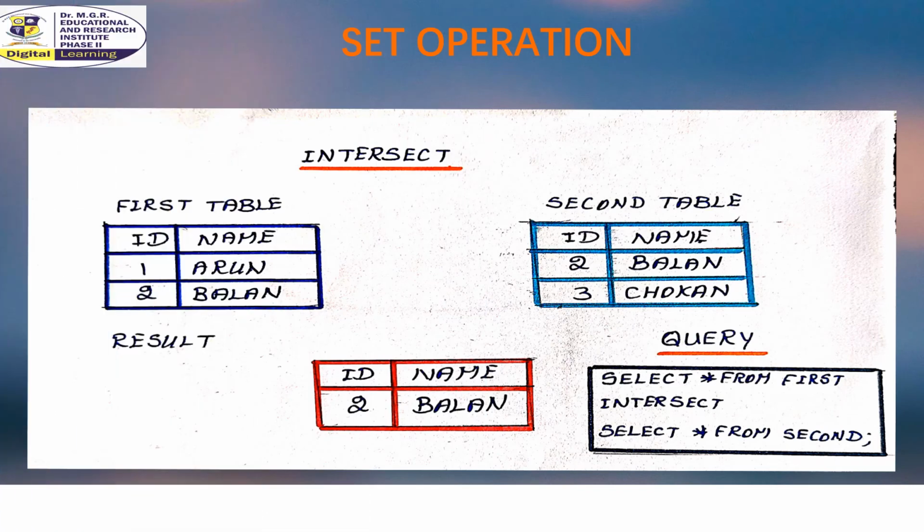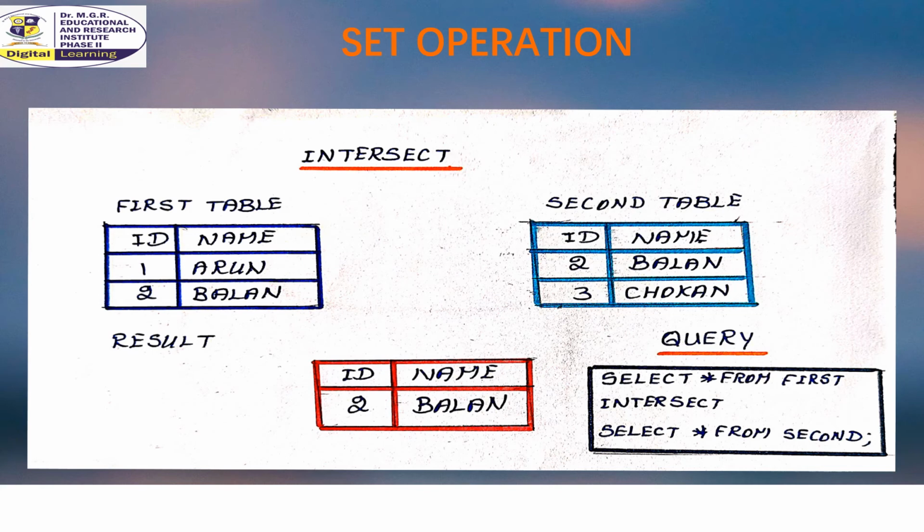Now let us discuss the intersect operation by using some examples. In our example, we are going to use two tables, the first table and the second table. The first table has two columns, ID and name, and also it has two records, 1 Arun, 2 Balan. On the other hand, the second table also has two columns, ID and name, and it has two records, 2 Balan, 3 Chokkan.